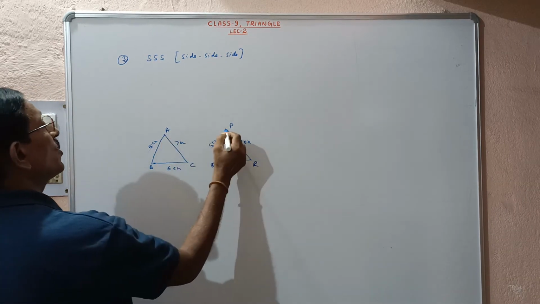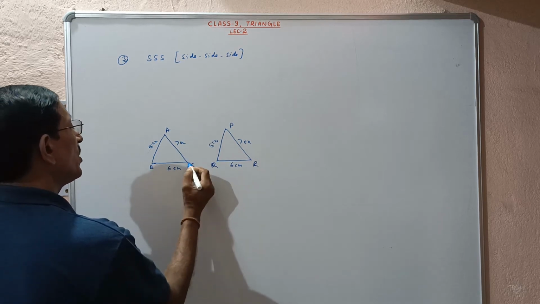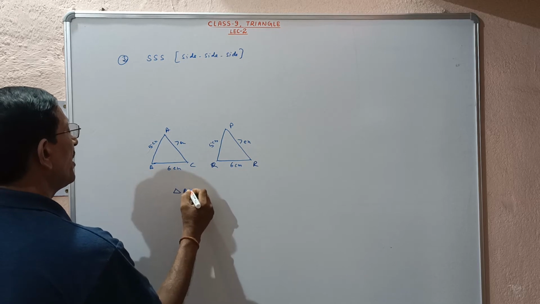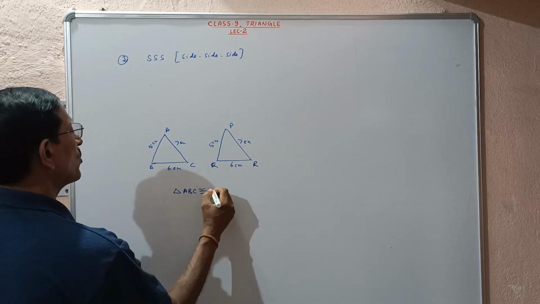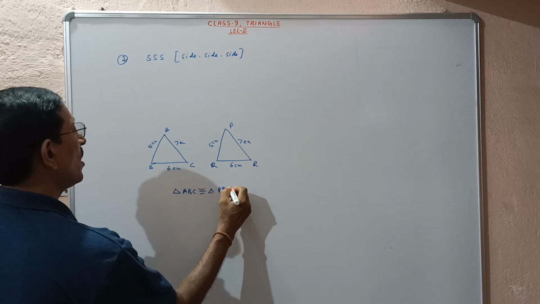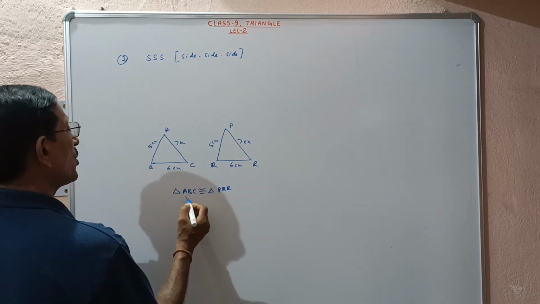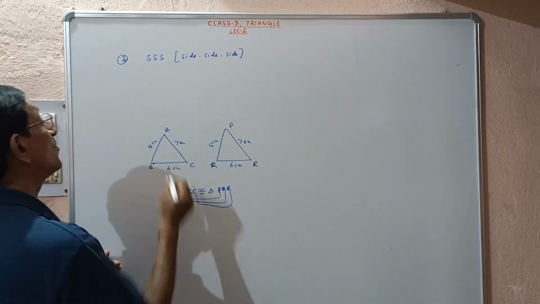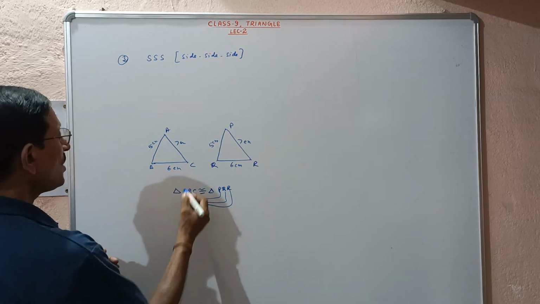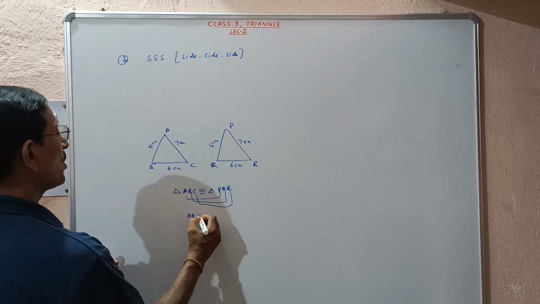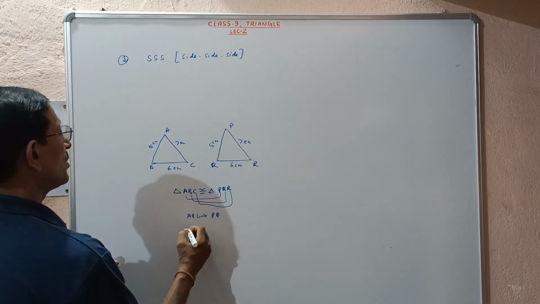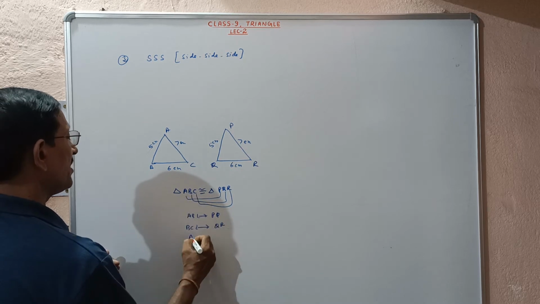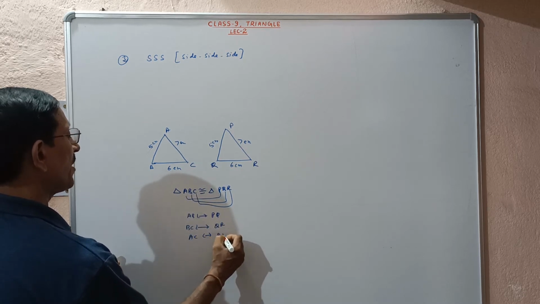That means A corresponds to P, B corresponds to Q, and C corresponds to R. In symbolic form, we write triangle ABC is congruent to triangle PQR, because A corresponds to P, B corresponds to Q, and C corresponds to R. And side AB corresponds to PQ, side BC corresponds to QR, side AC corresponds to PR.